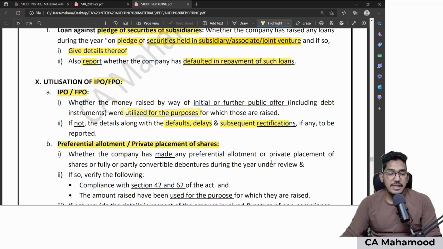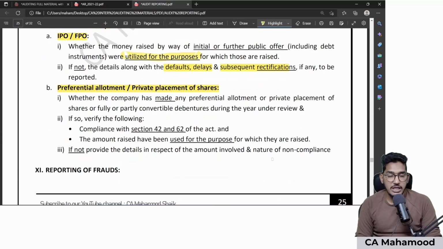In case your client has raised money by way of preferential allotment or private placement, I need to check whether they have complied with sections 42 and 62 of the Companies Act, which contain rules regarding preferential allotment or private placement, and whether whatever amount has been raised from that private placement has been used only for the purpose for which it was raised. If not, if it was used for other purposes, then I need to report what kind of non-compliances have taken place.